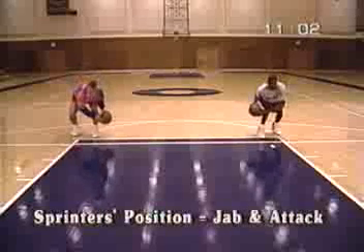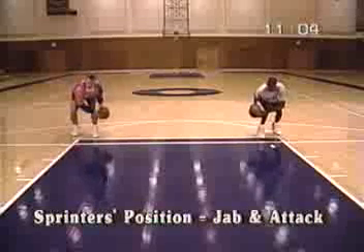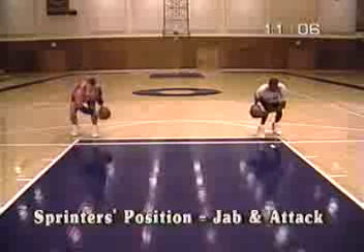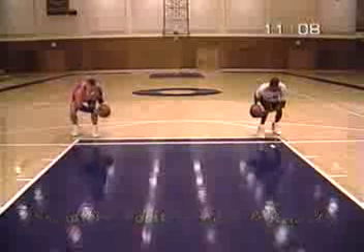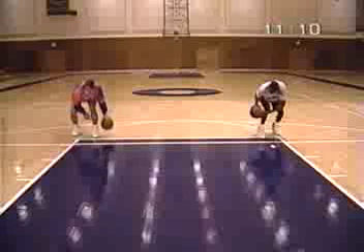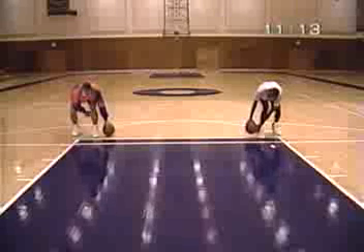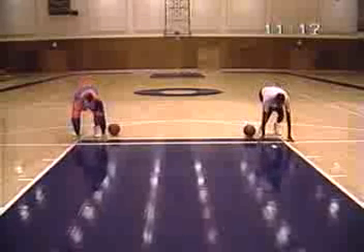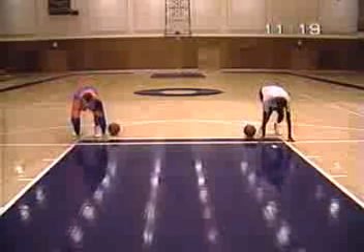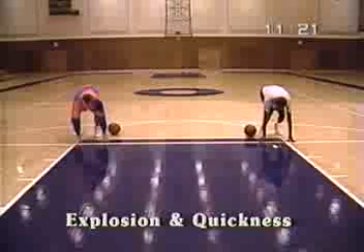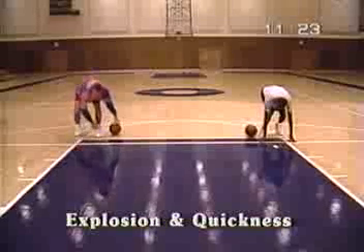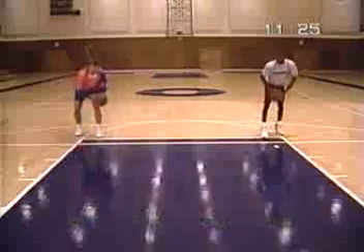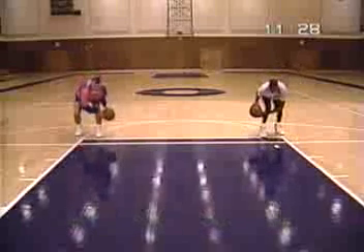Then you lower yourself to this position. This is what we call a sprinter's position. The reason that this is a critical position is because it allows you to be explosive. This is why we call it a sprinter's position. This allows you, once you are down low, to explode to the basket by the defender. A jab and attack position is also a sprinter's position.